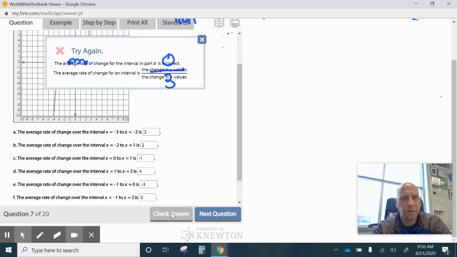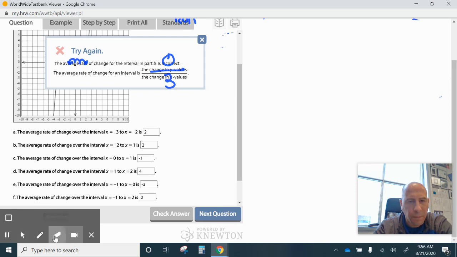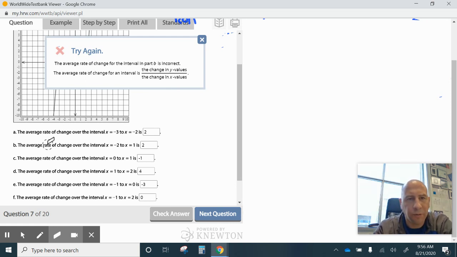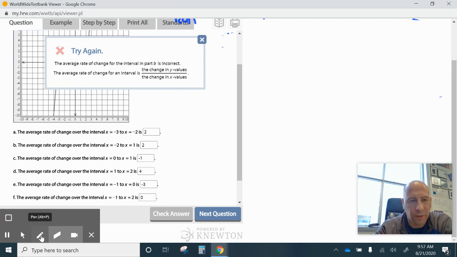Check answer. Let's take a look at why. Part B is incorrect. The average rate of change of the interval is, and I'm glad this popped up because this is what I've been using, a change in y over change in x. Okay. So that's good. Let's look at answer choice B, see what mistake I made.